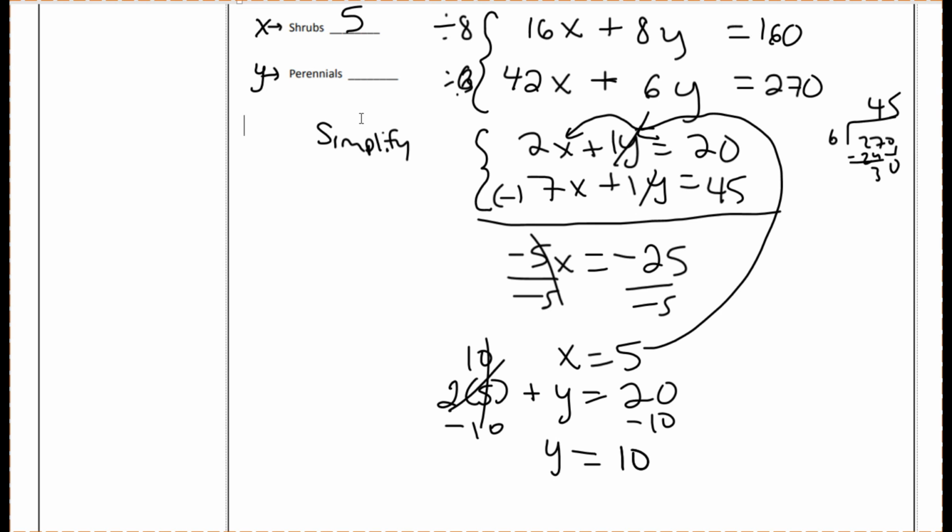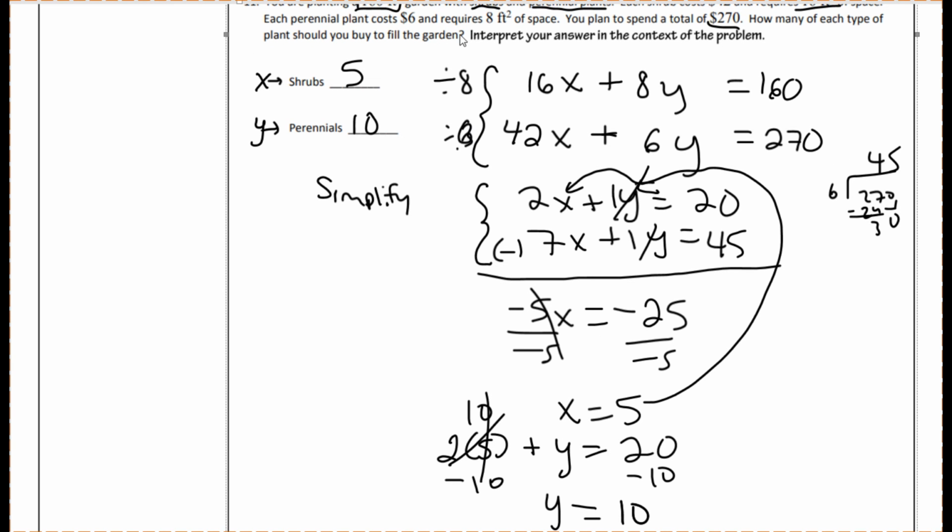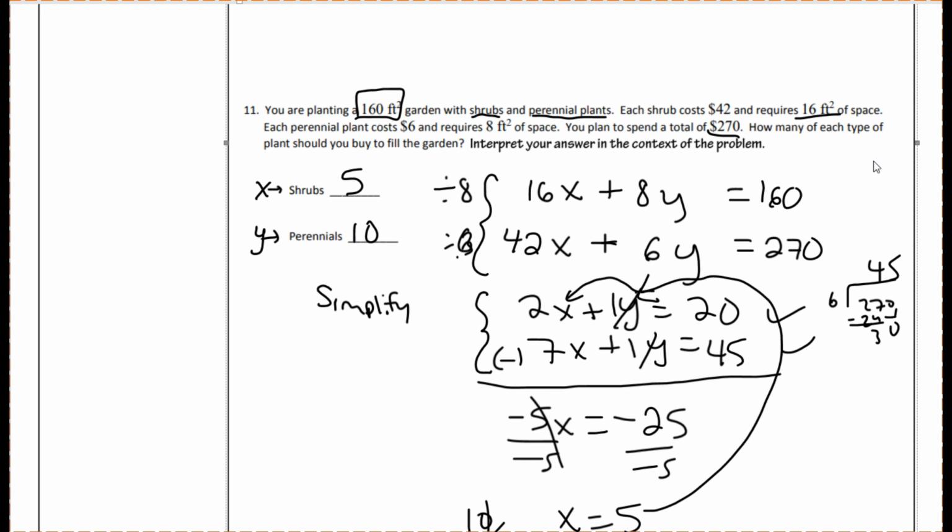So it looks like I need 5 shrubs and 10 perennial plants. If I plug this into the top equation, I'll have 2 times 5 is 10, and then 10 plus 10 is 20. If I plug it into the bottom one, 5 times 7 is 35, and 35 plus 10 is 45. So it checks out for both of these. This is the correct solution. So 5 shrubs and 10 perennials are needed to satisfy both of these requirements.